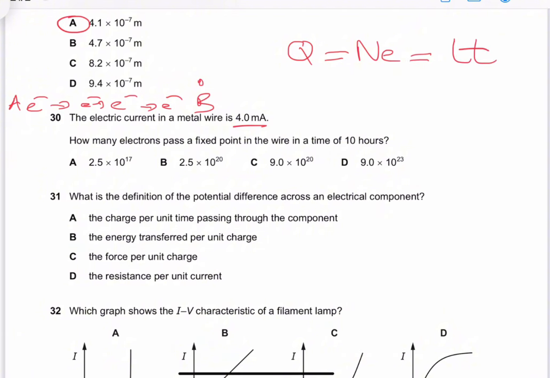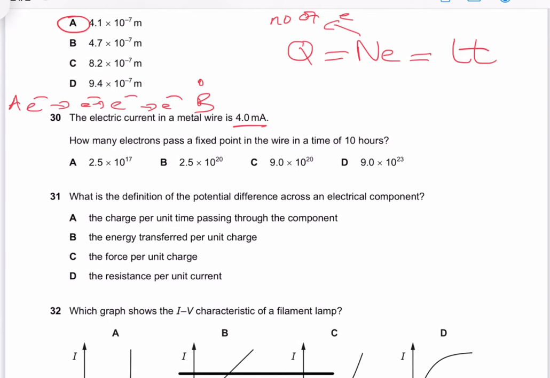Q is the total charge, right? N is the number of electrons, e is your elementary charge, and this is I, this is t. The total charge is there, since each electron has an elementary charge. If there are a million electrons times the elementary charge, that is the overall charge that you have. And that is equivalent to the product of current times time, right?